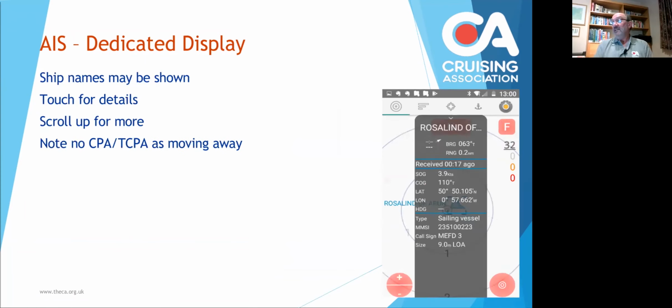What we can also do, and again, this is just an example of what's on my phone, but you can do it on other devices as well, is call up more information. So here we have a boat actually now past us. It's called Rosalind of Arran. We can see its bearing to us. We can see its range. We can see how long ago we received that transmission, which is 17 seconds ago, and all the other critical information about it. The CPA and the TCPA would appear in that circular box towards the end, just under the ROS of Rosalind, if the boat was coming towards us. Because it's moving away, it doesn't bother to tell us.